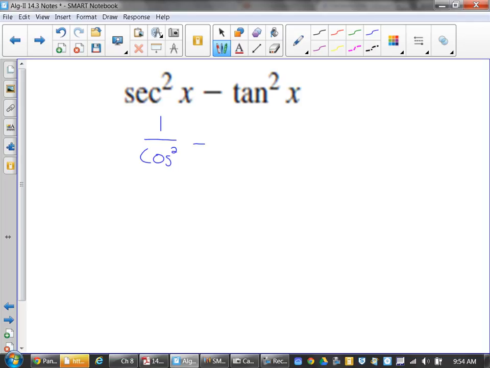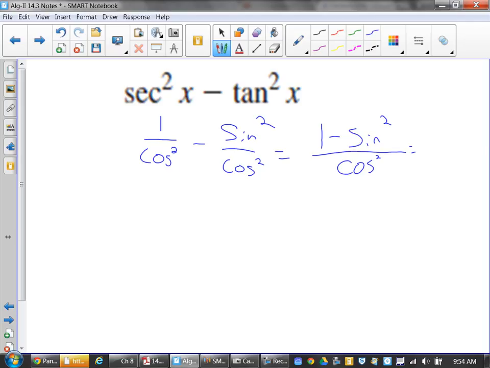Minus, or better yet, go right to sines and cosines. Careful, you need to throw the square in both spots. Tangent is sine over cosine, so tangent squared is sine squared over cosine squared. So now, notice we have a common denominator. When you have a common denominator, you just put them together. So you have 1 minus sine squared over cosine squared. And then that's cosine.